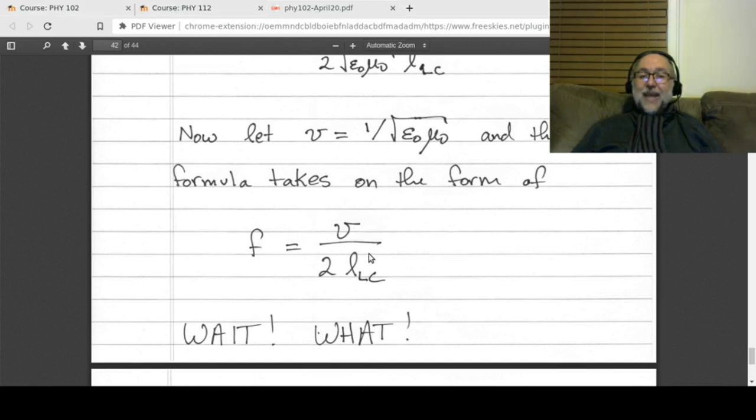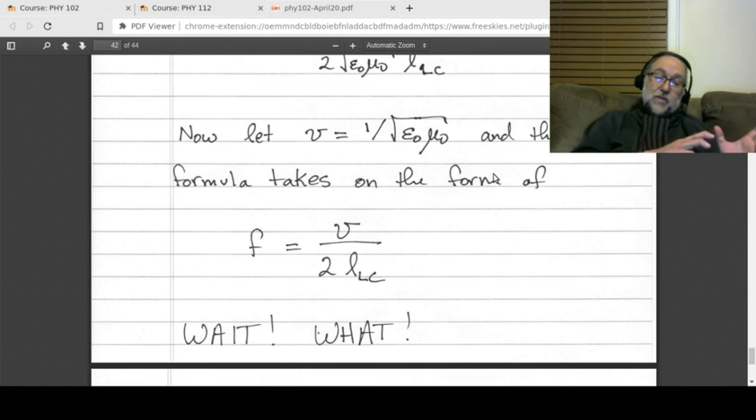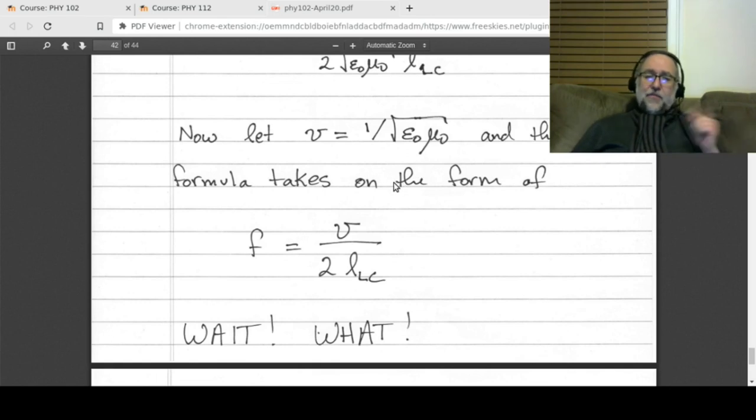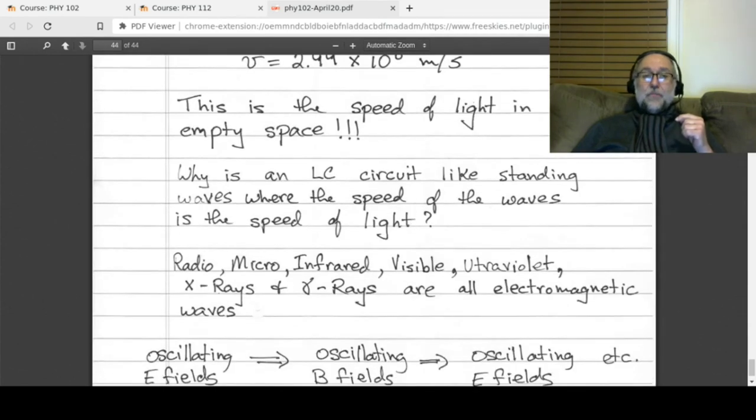The LC circuit is basically like a string tied down at both ends, a standing wave, where the velocity of the wave is the speed of light. And the answer is that, guess what? Electromagnetic waves are light, or light are electromagnetic waves. The reason I did what I did was I took the frequency of the LC circuit and I purposely massaged it into what looks like the fundamental frequency for a standing wave. The reason I did that was to identify this V, and that V turns out to be the speed of light. And that's exactly right.